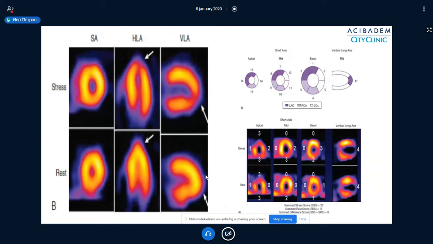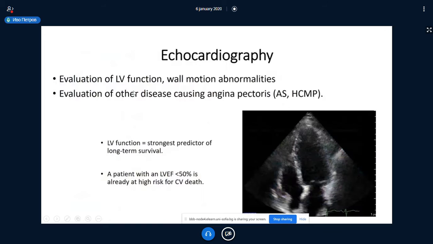And here you can observe that during rest everything is very well supplied, but during the stress, into the apical zone, you see here is the apex very well supplied, but here we have a spot of reduced nuclear agent opacification.